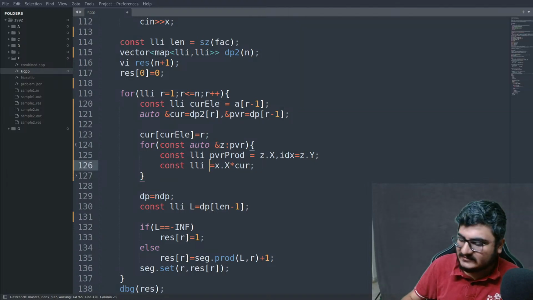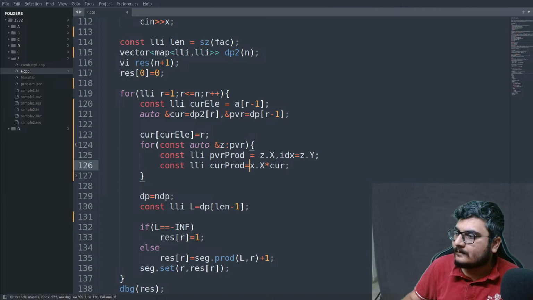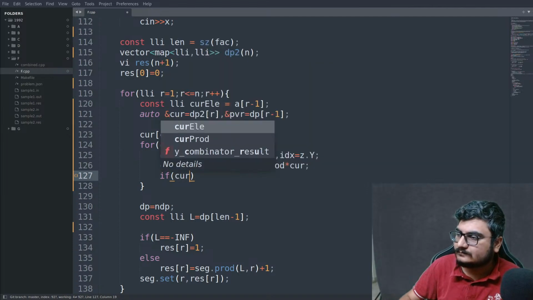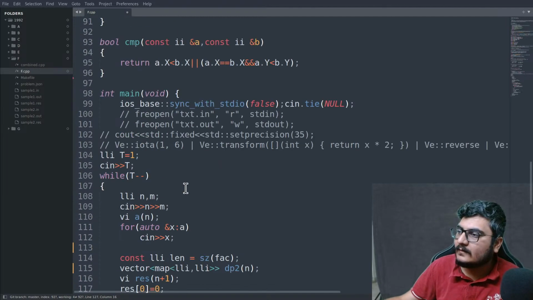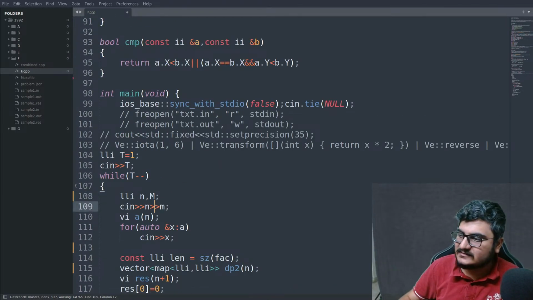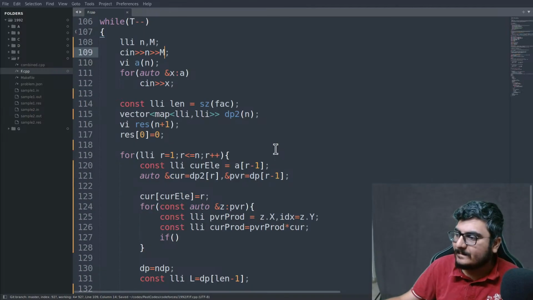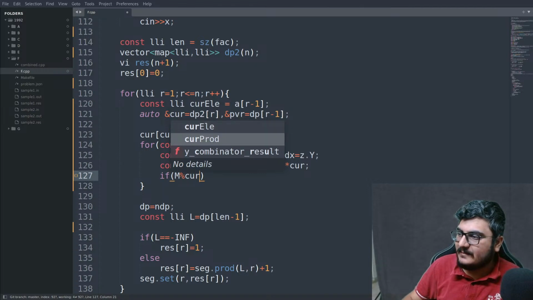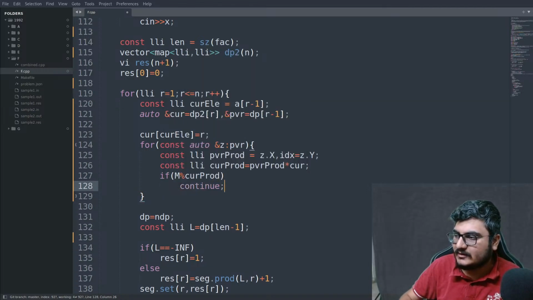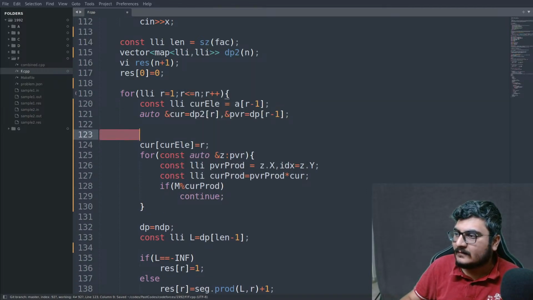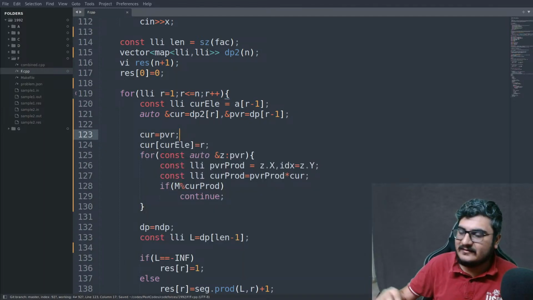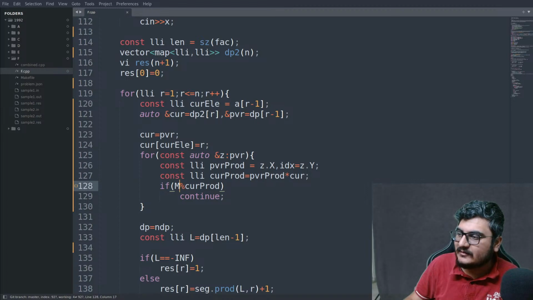If we extend this segment, this becomes PVR product into current element. I called it M instead of X in the problem statement. If M does not divide current element, we can ignore it. We also add, like, if we do not use the current value, then we can just assign it whatever the earlier indexed values were.